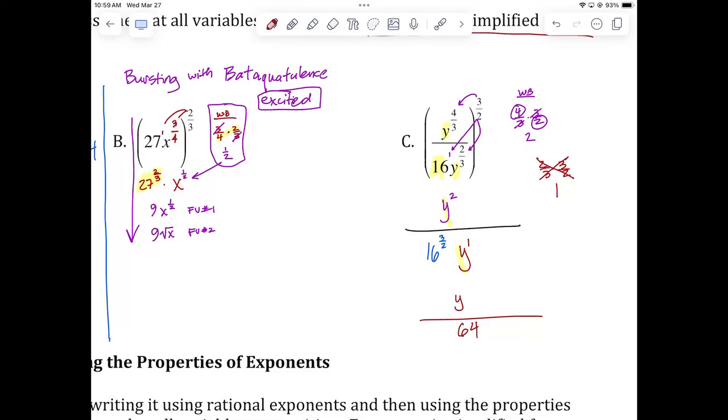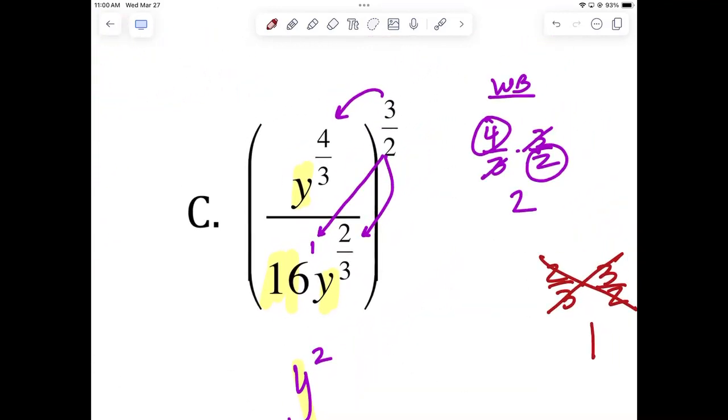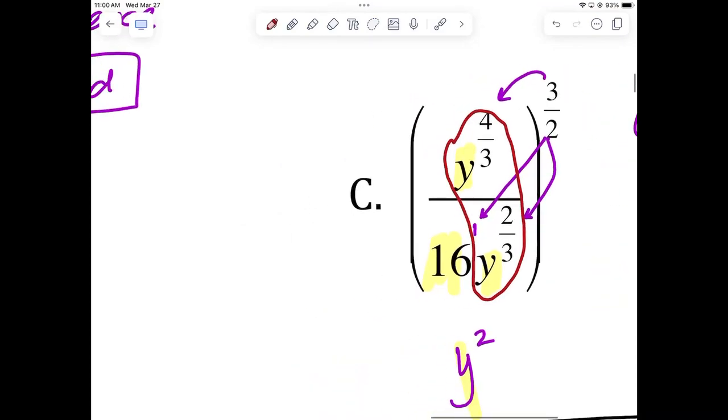Now, that's just one way to do it. Remember I said yesterday that there are lots of different ways that can lead you to the final answer. Someone else, instead of distributing the 3 halves right away, might have said, hey, could I have combined the y's inside first instead of distributing the 3 halves? Would that be legal? Yeah, because exponents have the same priority level. Let's see what that would look like.